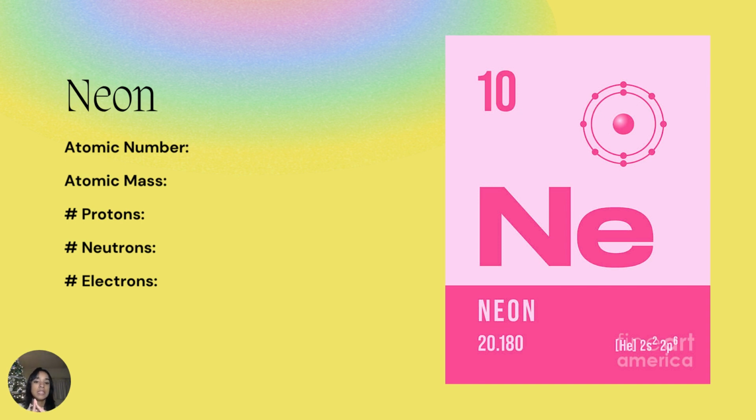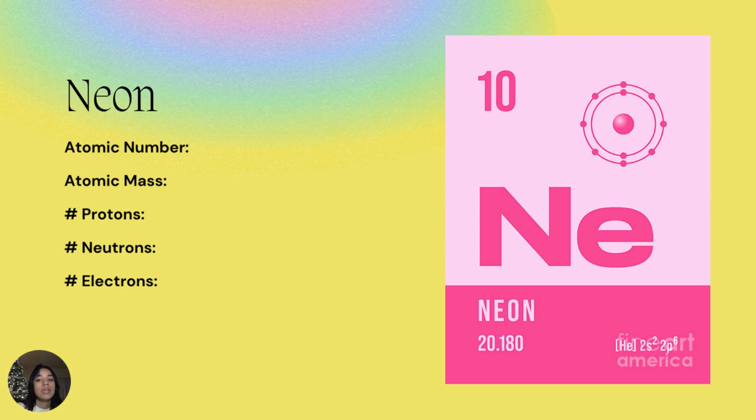What do we first see? We see its name, which is neon, and its abbreviation, which is Ne. The atomic mass, if we look at the very bottom, again, it's going to be that 20.180. That's going to be grams per mole. So a mole is a unit of measurement that we'll go over later in our units. But one mole of neon is going to weigh 20.180 grams.